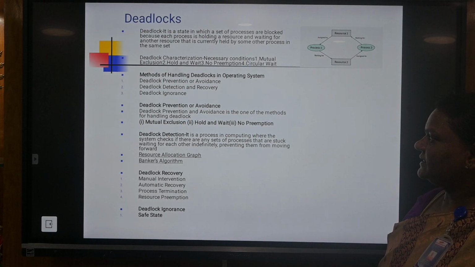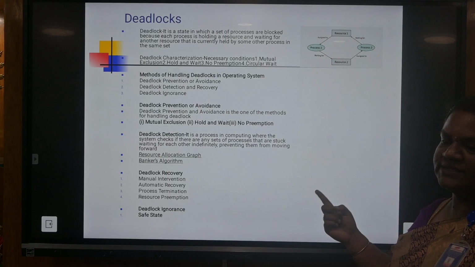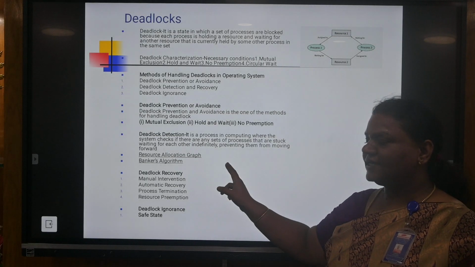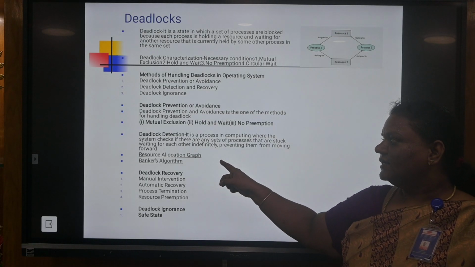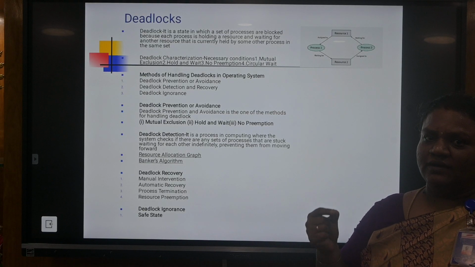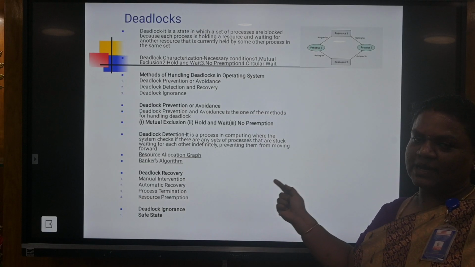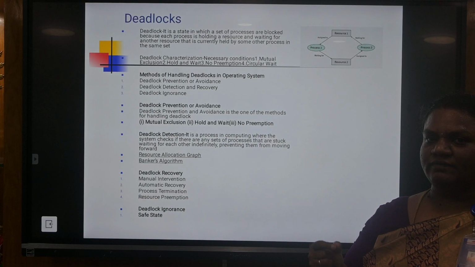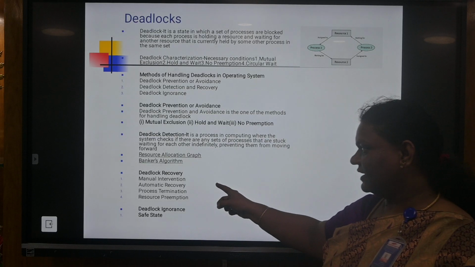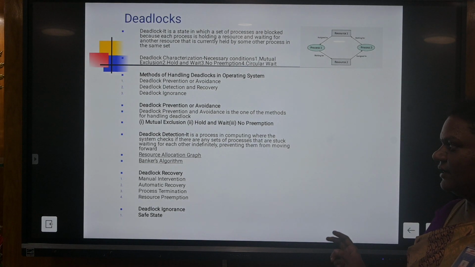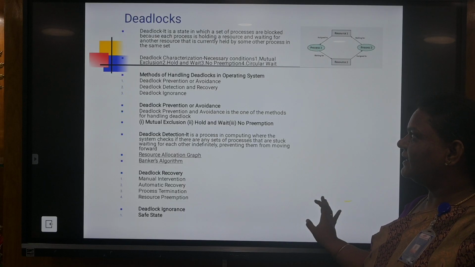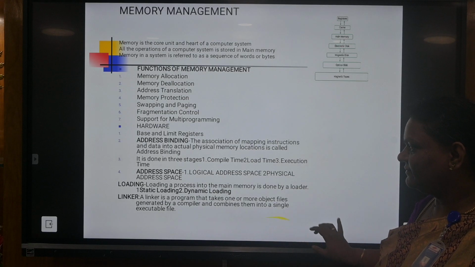Deadlock prevention or avoidance can be achieved by addressing mutual exclusion, hold and wait, and no preemption. Deadlock detection uses resource allocation graph and Banker's algorithm. A resource allocation graph is updated every time a process requests a resource, so that we can monitor where the resource allocation is not met and where a deadlock will occur. Deadlock recovery: manual intervention, automatic recovery, process termination, and resource preemption. Deadlock ignorance, safe state algorithm is managed.